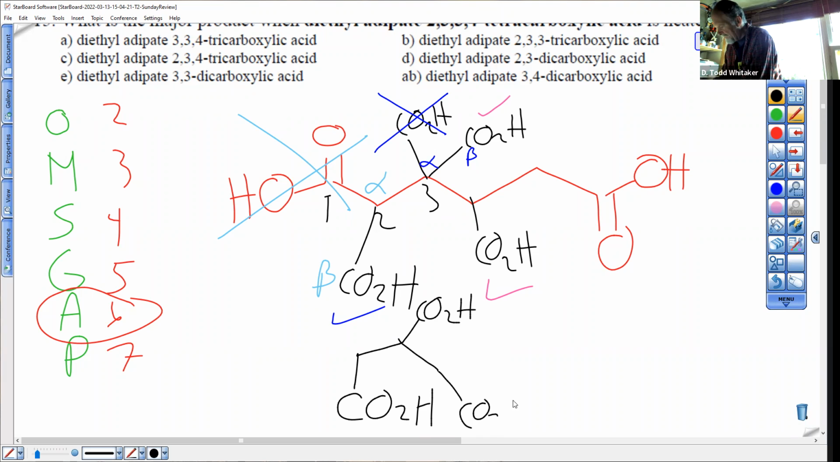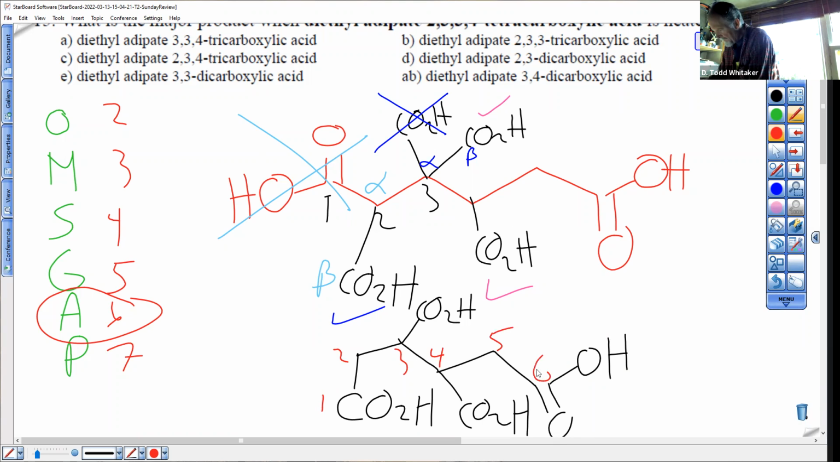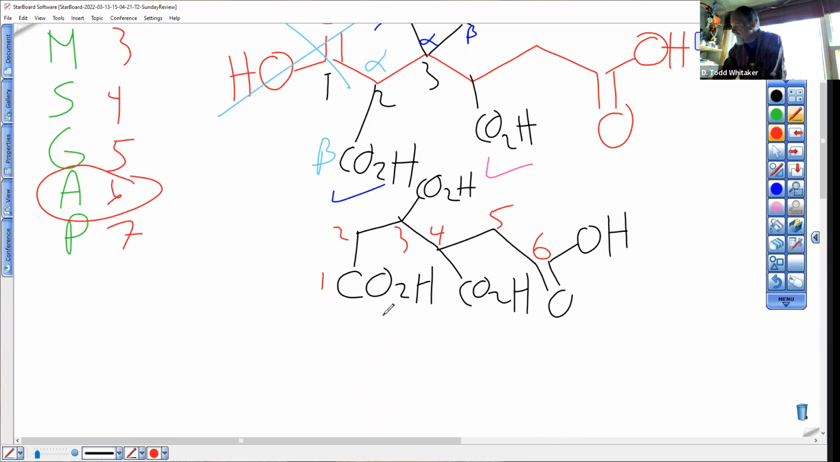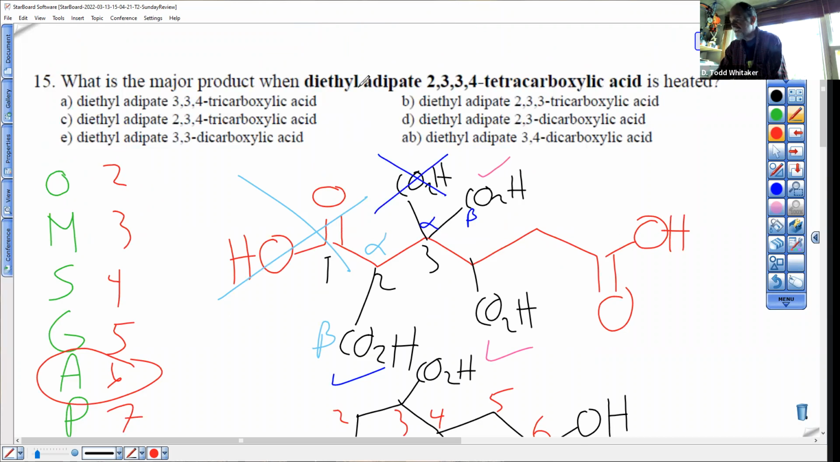All right, it's a little messy. One, two, three, four, five, six. So it's still adipic acid. Still adipic acid because it still has a 6-carbon chain with carboxylics on each end. It's got carboxylics on 3 and 4. So, oh, diethyl adipate. It doesn't change my answer. I just didn't read my question right. And you guys are very polite for not pointing anything out.